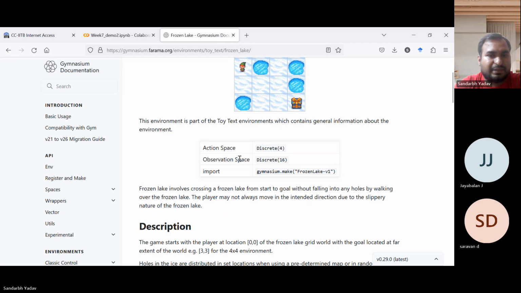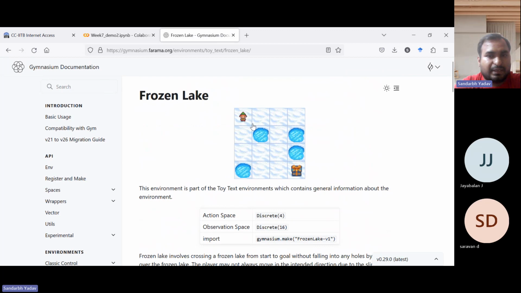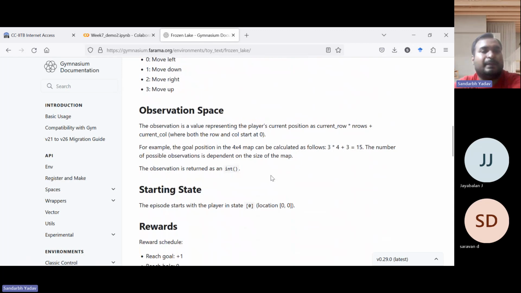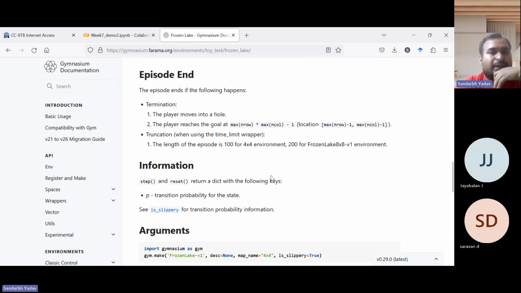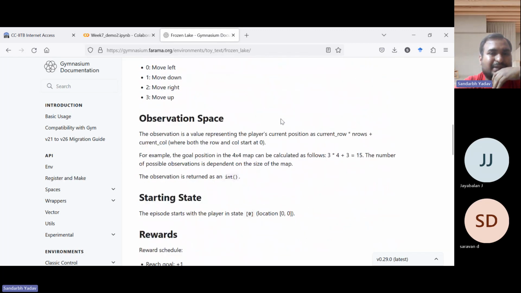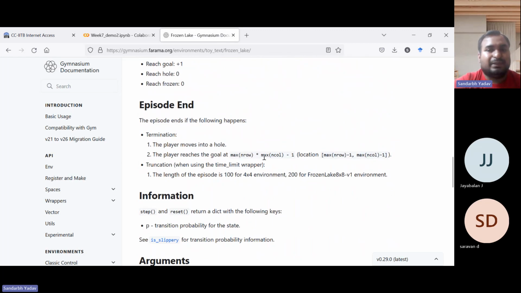Observation space basically represents the state space. So that is also 16 because there are 16 cells. This is the basic description of this problem. And the episode ends when the player moves into a hole or the player reaches the goal. This is 4 by 4, but you can change those also. Here they have given this in a general format, like this would be the location. If you are using maybe 10 by 10, then it would be the 9 9 coordinate.